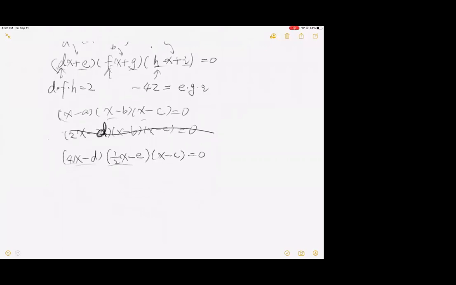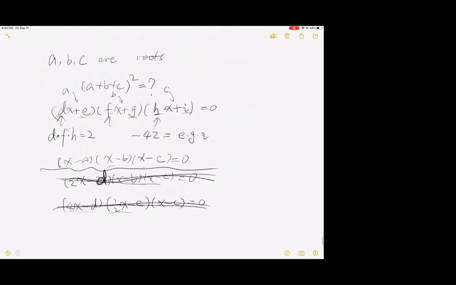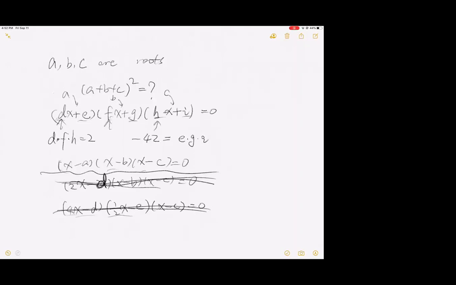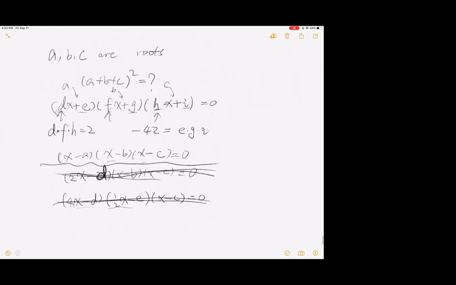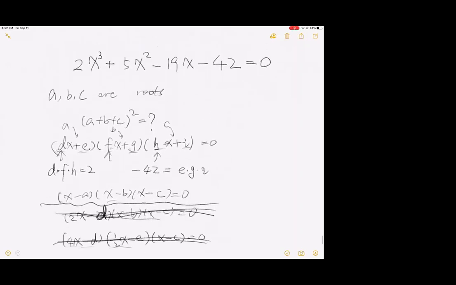So now we can do this: x minus a, x minus b, x minus c. Then what? It's just a, b, c. The original equation is this. So now you don't have to do trial and error.